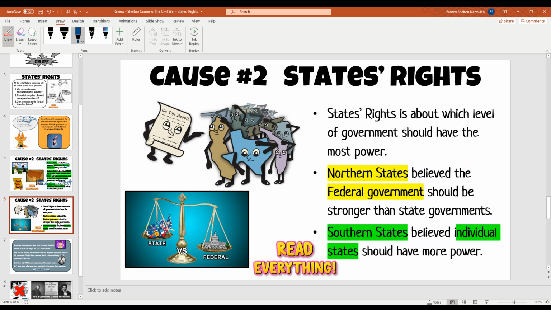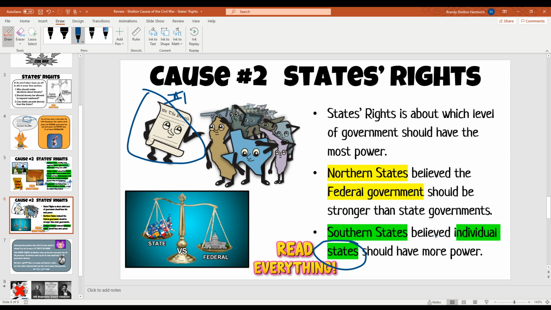Now, remember, if the South likes something, that automatically means the North doesn't like it. So if you look at states' rights from a Northern point of view, then the Northern states believed that the federal government, the USA, should have more power than the state governments. Okay, so they thought that the Constitution should be the most important. They should basically be number one. Okay, and that the states should have to listen to the Constitution. On the other hand, the southern states were like, the states themselves should have the power and should tell the federal government what to do.